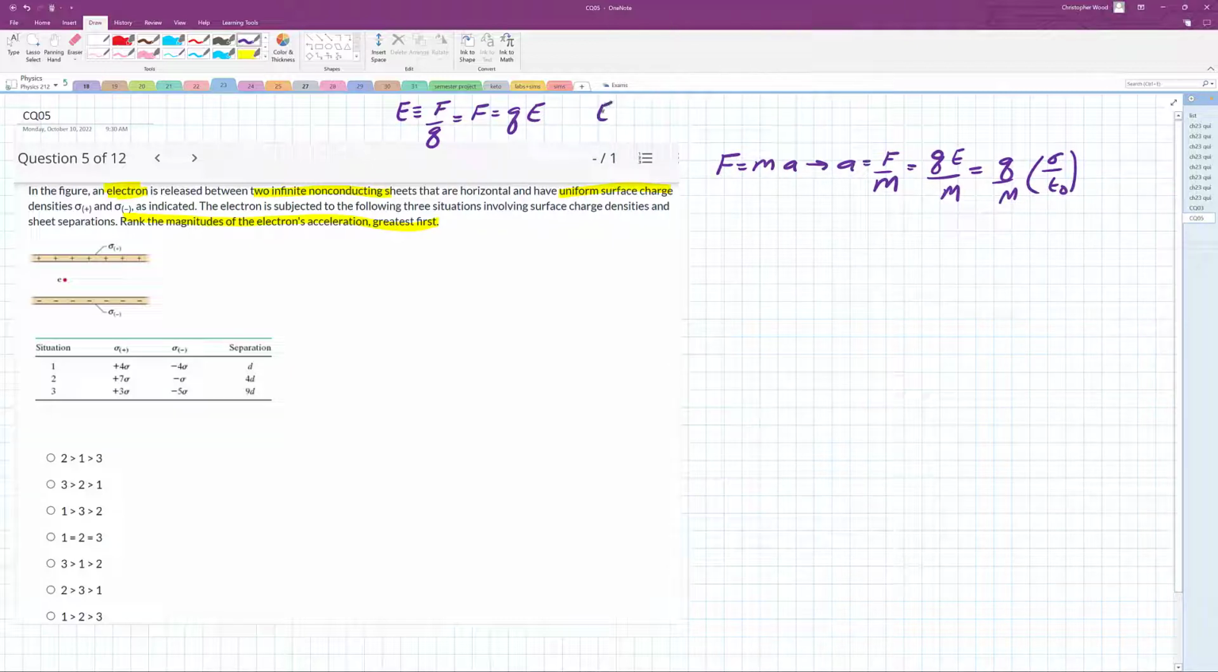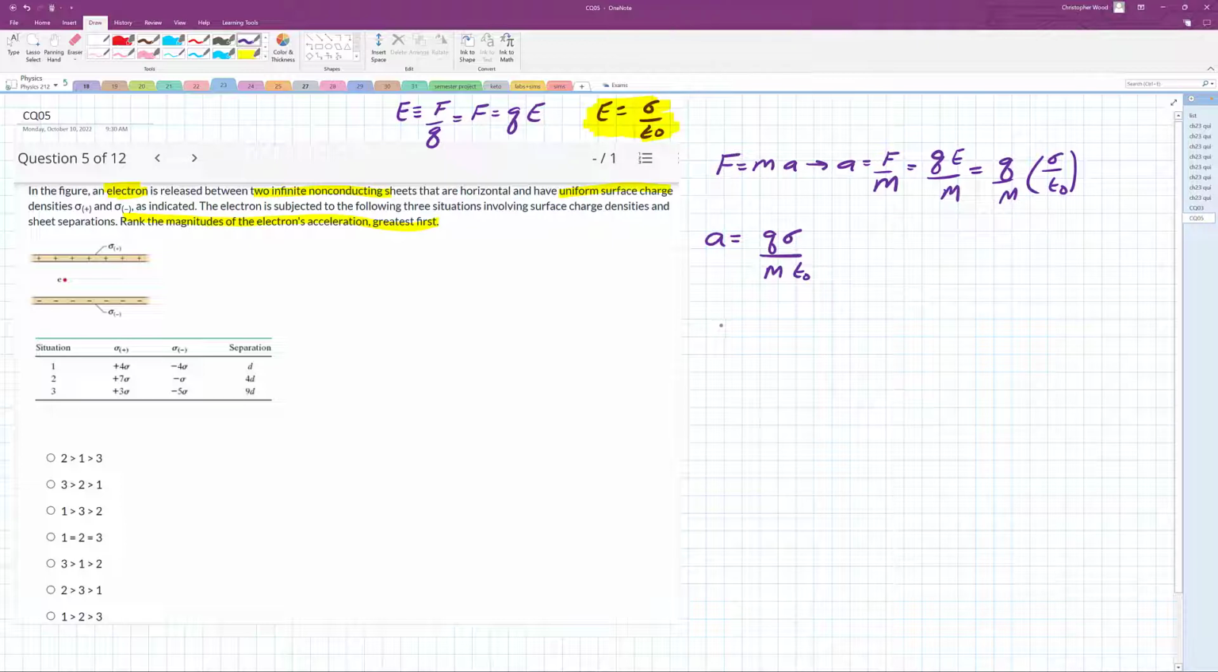The electric field between two non-conducting charged plates is given as surface charge density over epsilon naught. This expression was developed in chapter 22 and then again in chapter 23, and it will reappear in chapter 25. So it's a big deal for some reason, and you will find out why if you don't know why already. So my expression for accelerations, I have to rank them according to accelerations, is going to be Q sigma over m epsilon naught.